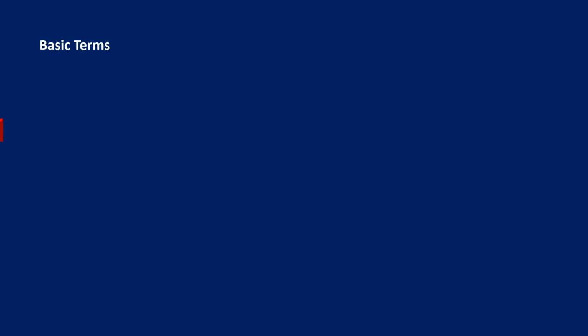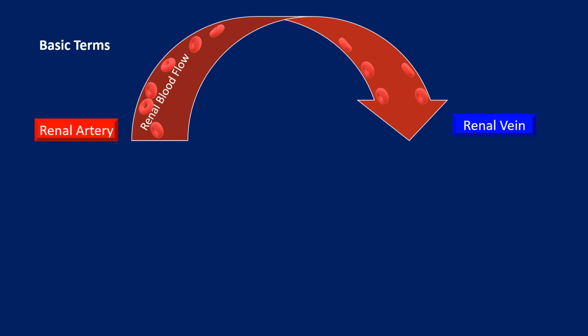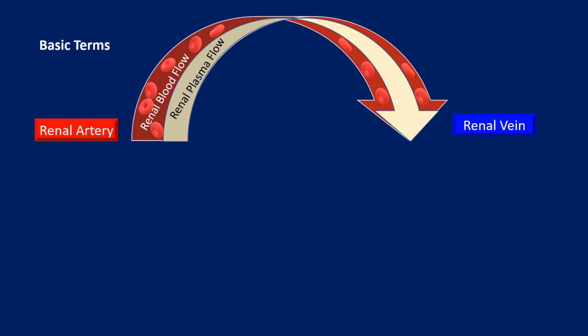Basic terms. Renal blood flow refers to whole blood flow that originates at the renal artery and drains into the venous circulation via the renal vein. Renal blood flow comprises roughly 20% of the total cardiac output. This is approximately 1 liter per minute. Renal plasma flow refers to the flow of the cell-free plasma volume through the kidneys. Renal plasma flow more directly and accurately determines solute clearance than renal blood flow, because solutes that are cleared by the kidneys have to be free in the plasma.